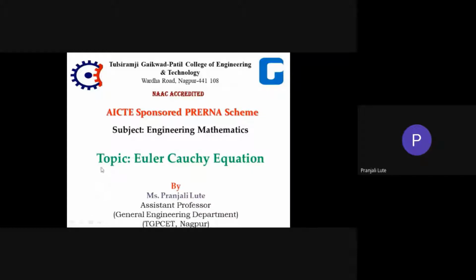Today we are going to start the new topic, that is Euler Cauchy equation. Before starting this topic, we revised all the portion which are completed in previous lectures.